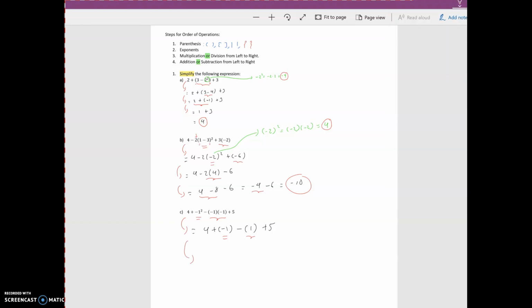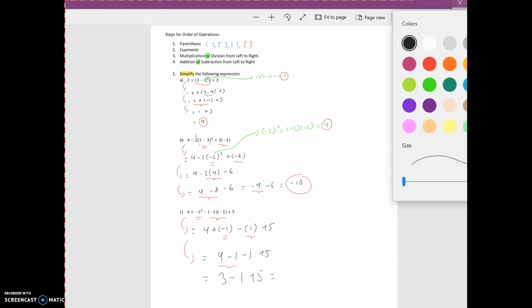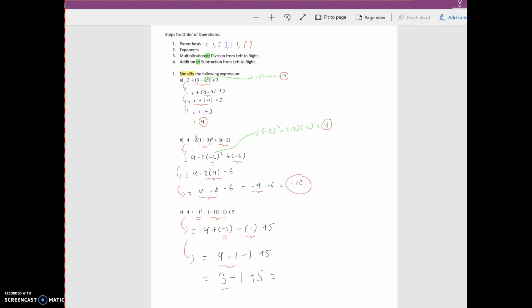And in the next step, we're basically looking at this is equivalent to 4 minus 1 minus another 1 plus 5. Or from left to right, this is 4 minus 1. This is equal to, well, technically 3 minus 1 plus 5. Or continue adding these from left to right. You're going to get 3 minus 1 happens to be 2 plus 5, or a final answer of a 7.